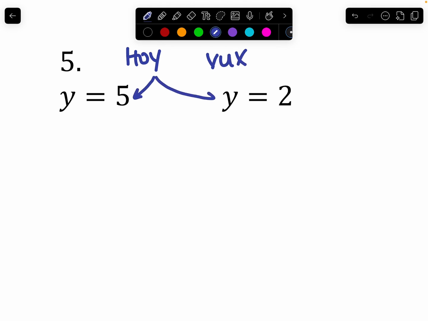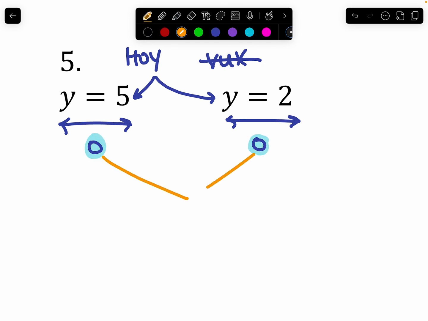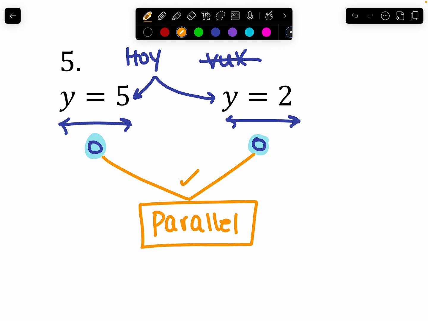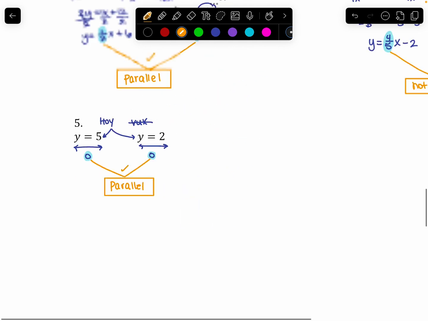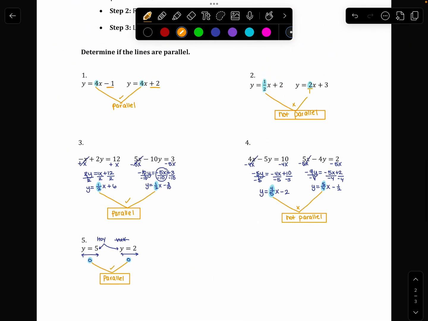Because both of my equations are y equals, they are both horizontal lines. And all horizontal lines have the same slope. Remember that their slope is 0. And because both of them have a slope of 0, they're automatically going to be parallel to each other. So these are parallel, and we did it. That is how we determine if lines are parallel based on their slope.